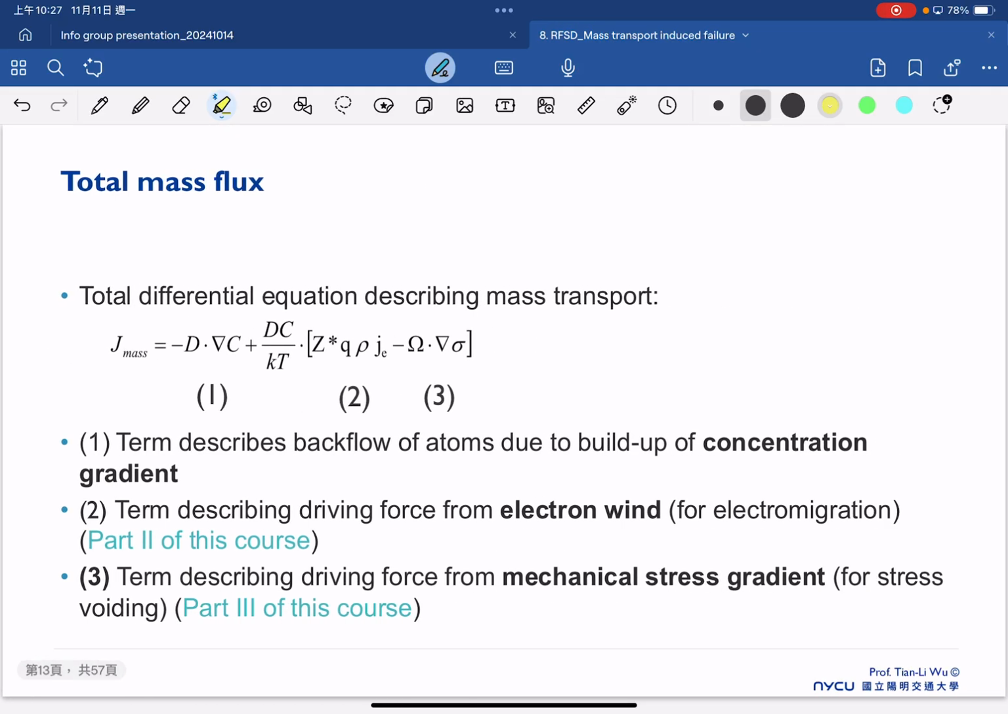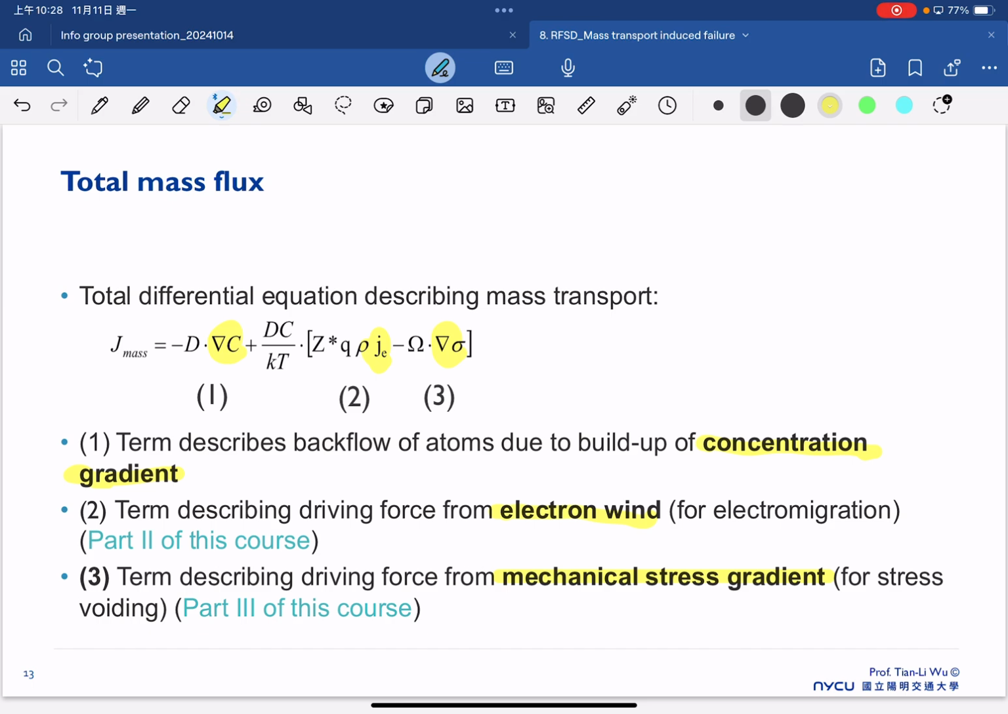So in the end, the total mass flux can be combined from these three components: the first one, the concentration gradient; the second one, the driving force caused by the current density; and the last one, mechanical stress. The first term describes the backflow of the atoms due to the build-up of the concentration gradient, the second term describes the driving force from the electron wind, and the third term describes the driving force from the mechanical stress gradient.